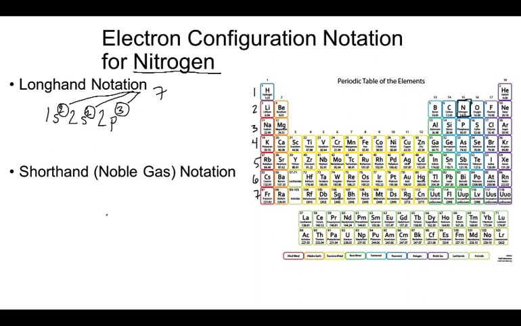Okay. Now the noble gas notation, remember we're going to find the noble gas that came before nitrogen. So we're going to look back up a row at the noble gas, so that's helium. So we're going to put bracket helium.